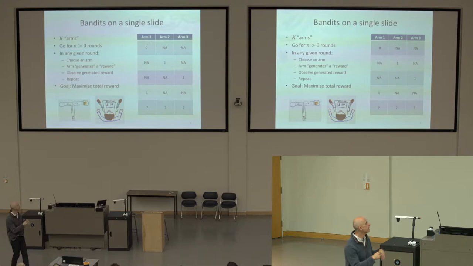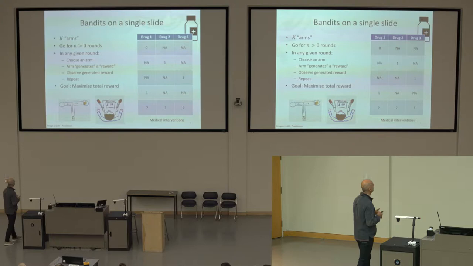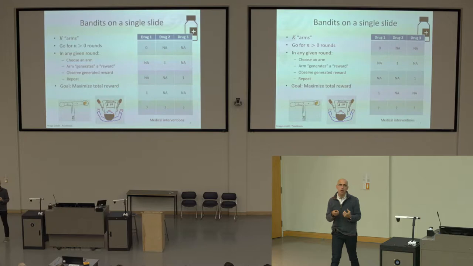So in this case, let's say I confine the rewards to be binary. Then there is a single parameter that tells me the probability that the next pull is going to give me a reward of one. Okay? All right. So believe it or not, even this very silly problem does have applications.